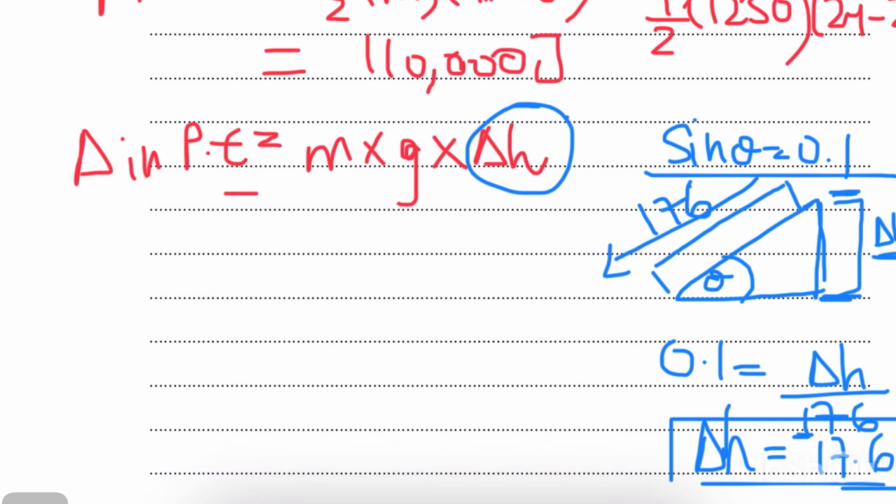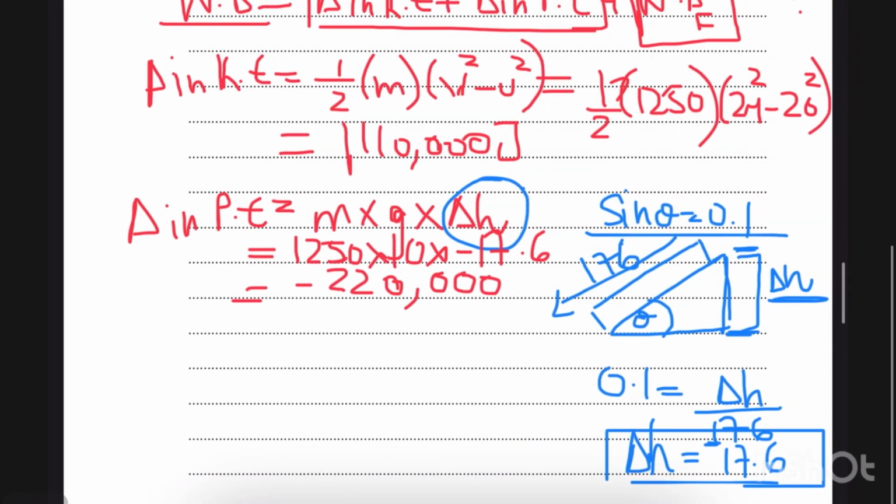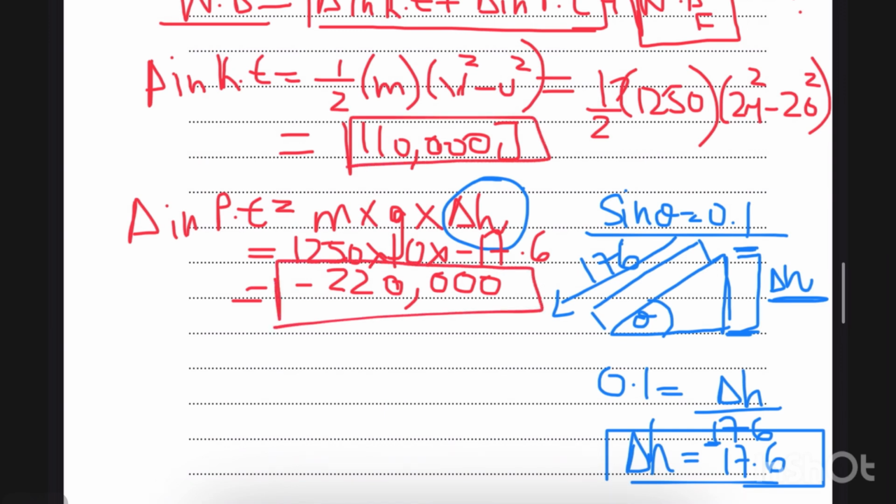That means the change in potential energy is equal to the mass, which is 1250, multiplied by the gravity, which is 10, multiplied by negative 17.6. That is equal to negative 220,000. So now that we have the change in kinetic energy as well as the change in potential energy, we can now use these two values in the work done formula that we did over here.